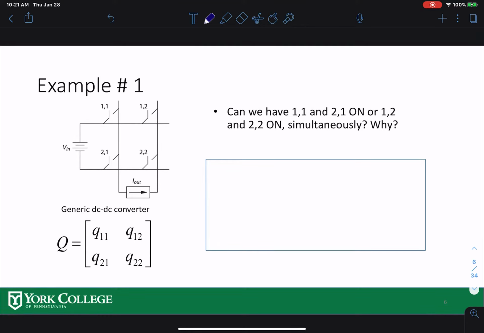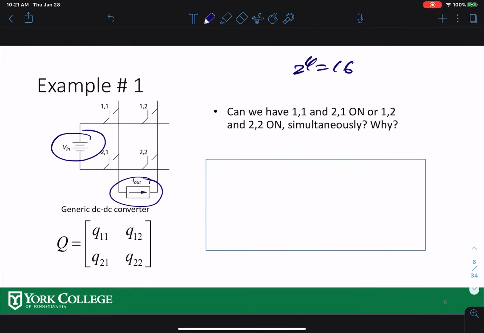One of the simplest ones is here. I have four switches, right? I have a V in over here and I out over here. So when I'm doing the switching between them, there are four switches, right? You can have 2 to the power 4, so you have 16 combinations there.